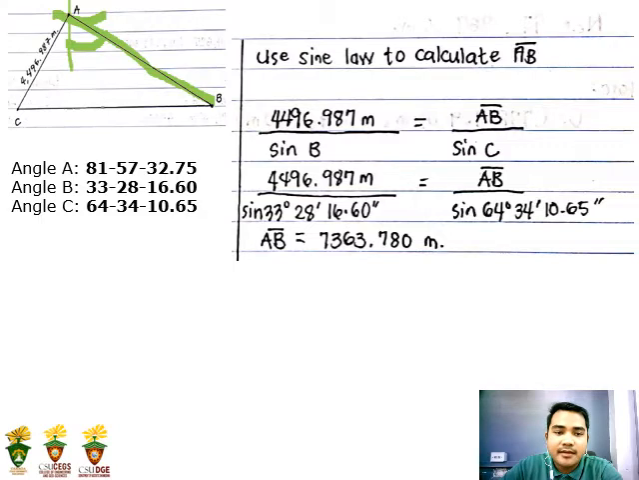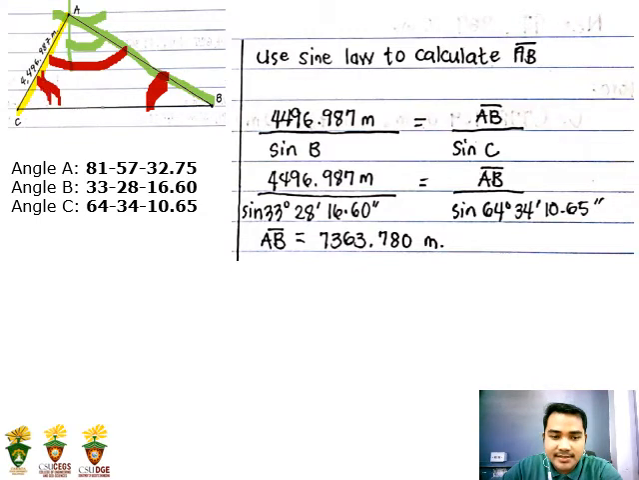A to B na siya. So, to determine that one, since we have the given line A to C, and using the sine law, given po ang angle A, angle B, and angle C. Alright, so, using the sine law, we have 4496.987, which is the distance A to C, all over the sine of the opposite of the side, which is angle B, and distance AB, which is ang atong ipangita, over the sine of C, which is the opposite of the line AB.